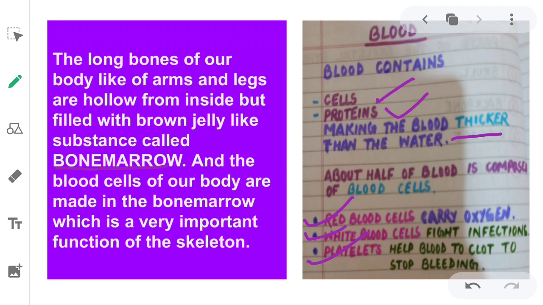So today we have discussed all the functions of the skeleton. In the next class we shall discuss the joints. So all of you go through this video once again and make these things clear to your mind.